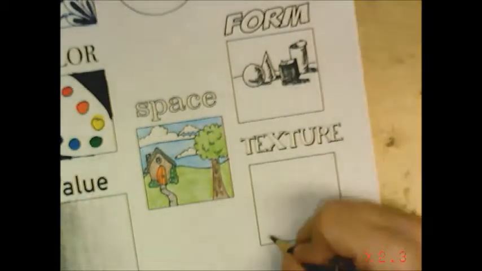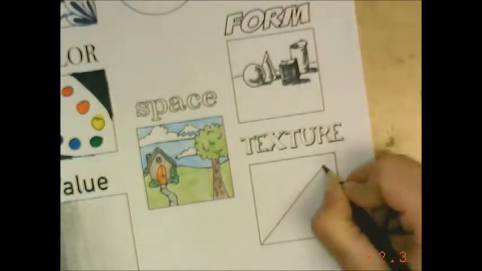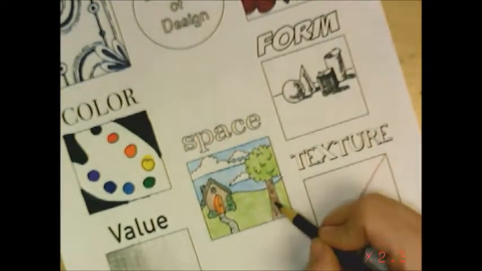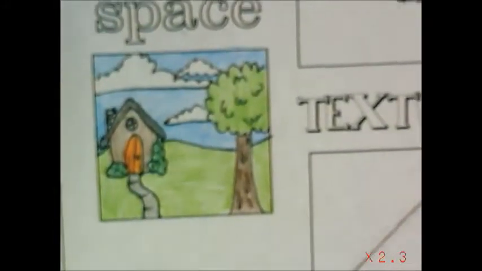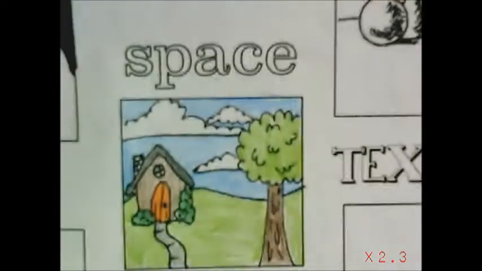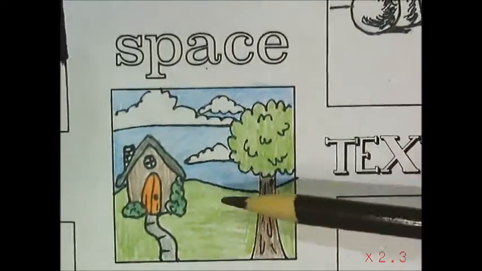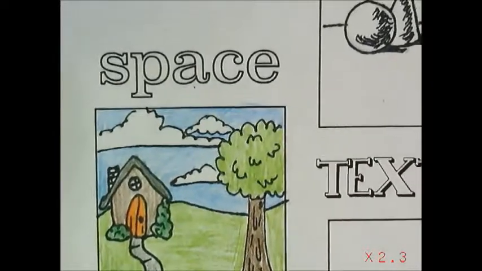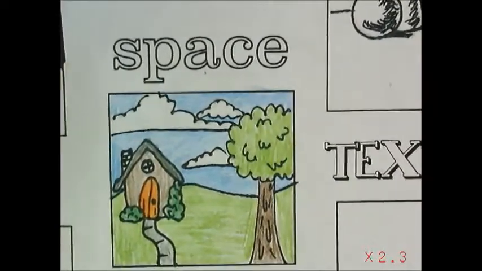Okay, and the last one we have here is texture. So what I've done is I've actually separated this box into two parts, because I want to show you two different types of texture. So the first one is texture that you draw. If you noticed here on my space one, kind of hard to see, but I added some texture in the tree trunk, those little lines. That is texture. I'm trying to show you the way that that trunk might feel, okay?